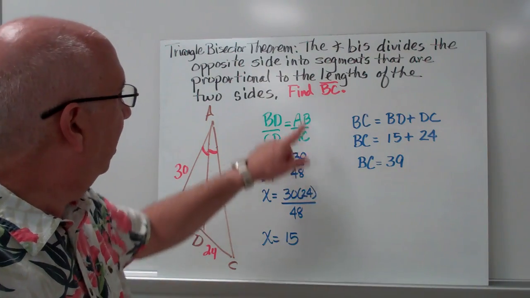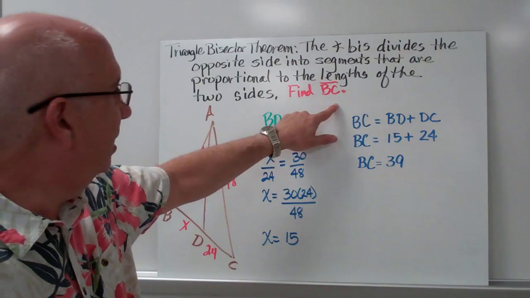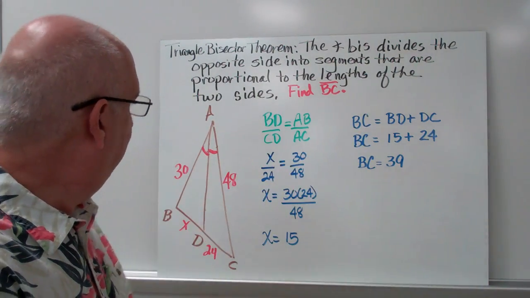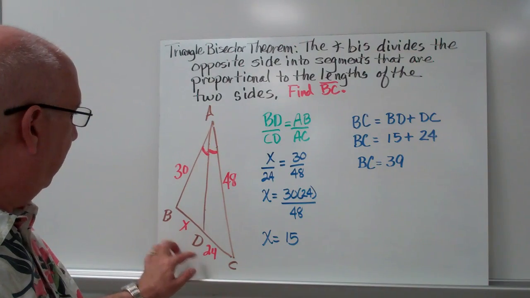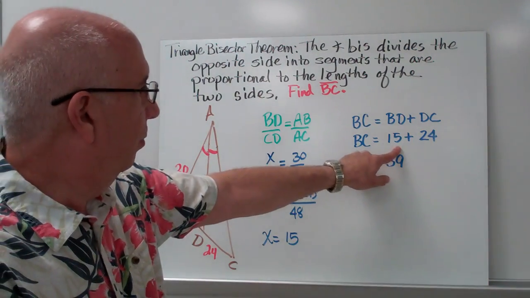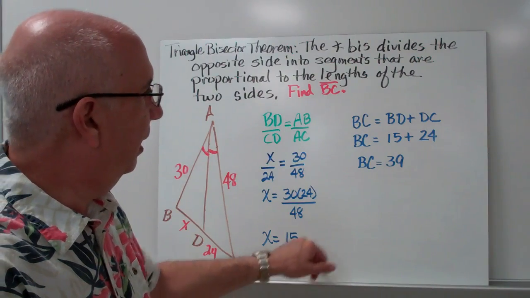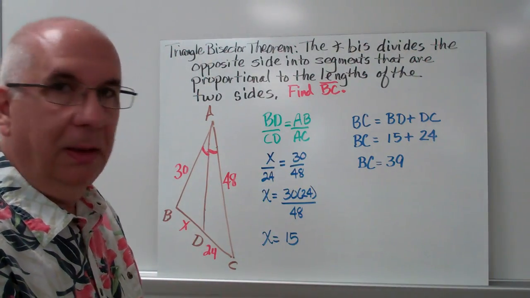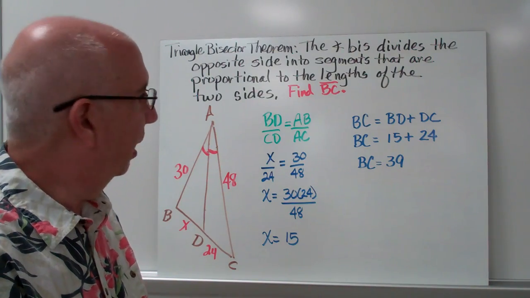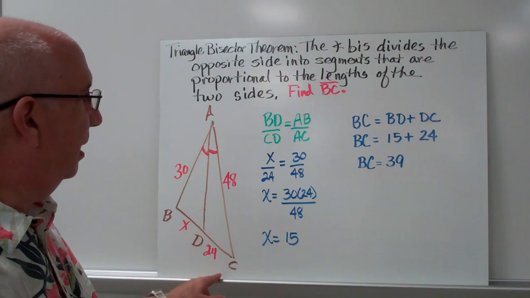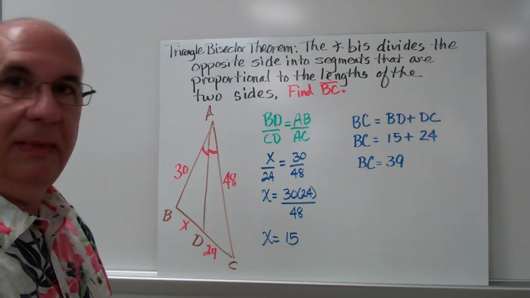I'm not done yet because I ask you to find segment BC, which is this entire side. So BC is equal to BD plus CD. BD we just determined was 15. CD we knew was 24. The sum of those is 39. So the segment BC is 39 units.